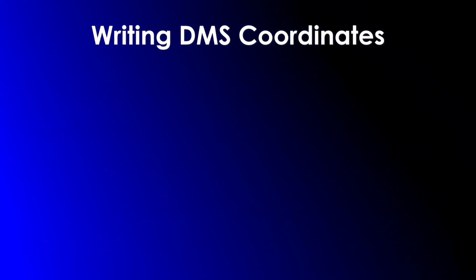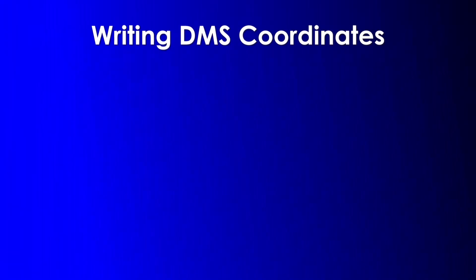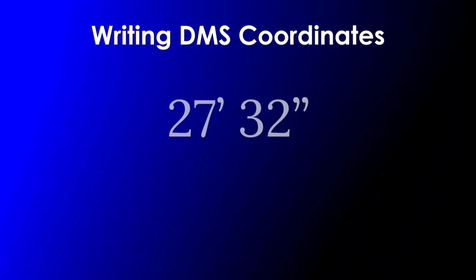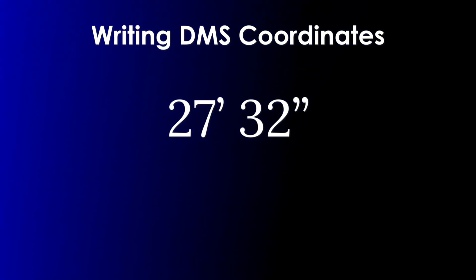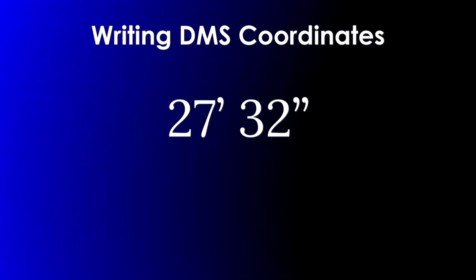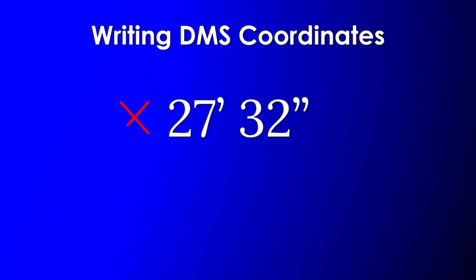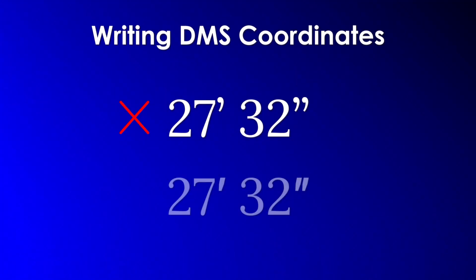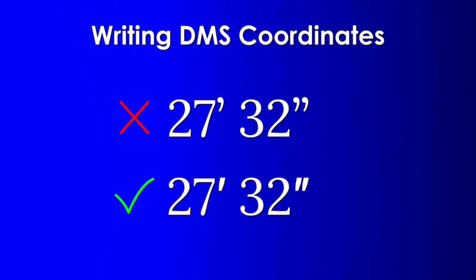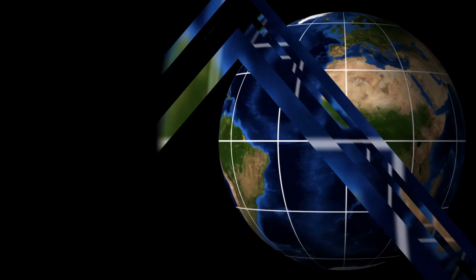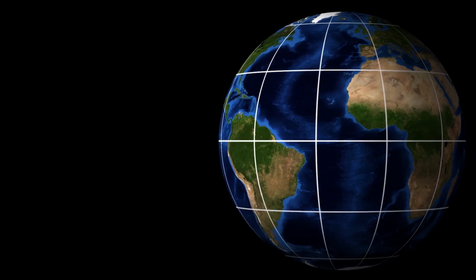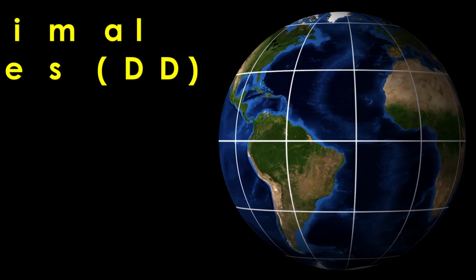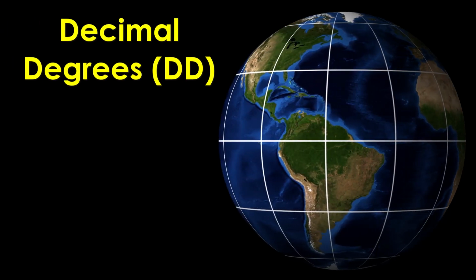Here's something to be mindful of. The single and double straight marks used for minutes and seconds are different from the curved apostrophes and quotation marks that word processing software typically inserts. Always use straight marks when writing coordinates, not curved ones. The second format for writing coordinate values is decimal degrees, or DD.